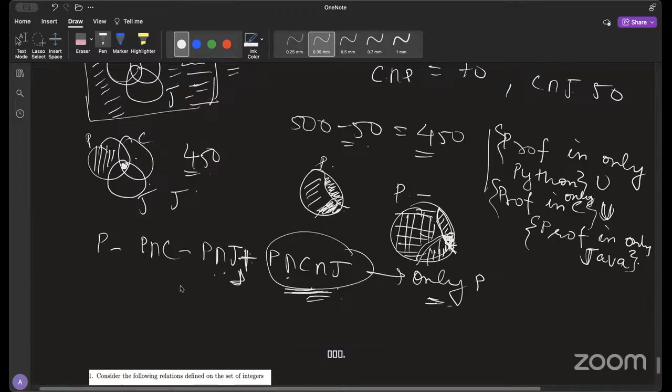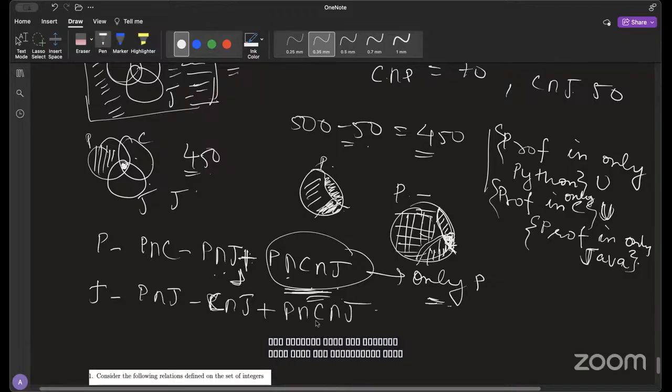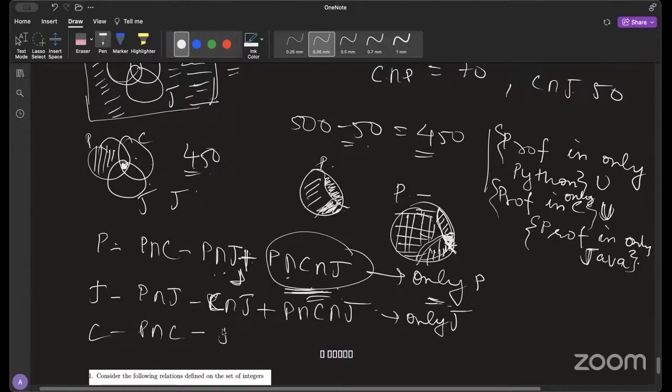Okay. So this is only P. Similarly, you find only J, which is J minus P intersection J and C intersection J. And then you add the intersection of all three. So you get only J. And in a similar manner, you do it for C. C minus P intersection C, J intersection C, plus this thing.